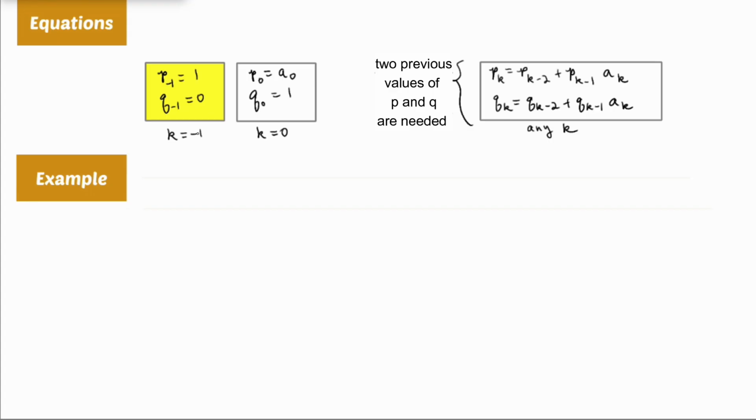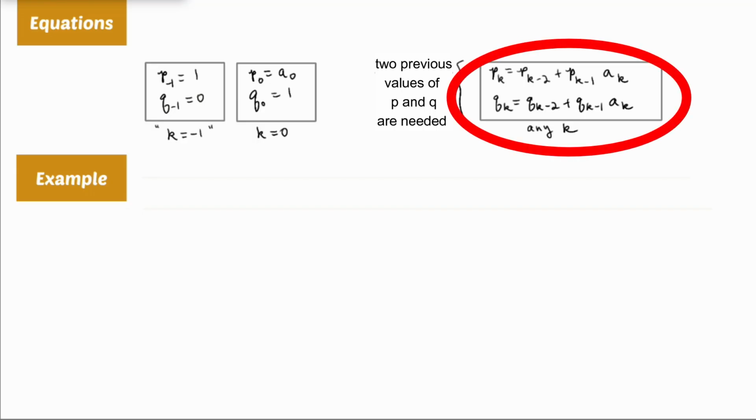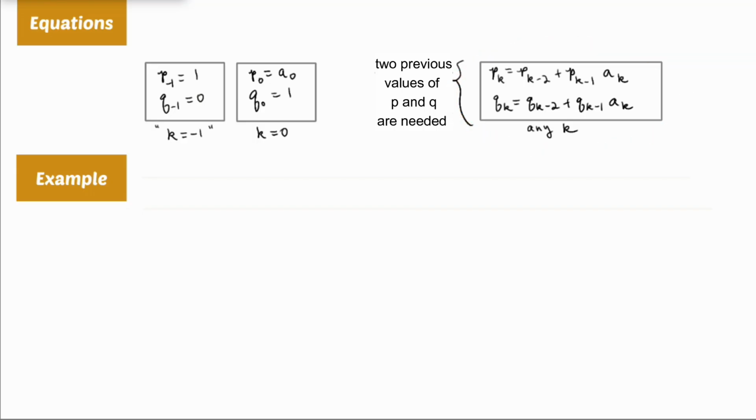Simple continued fractions don't really have a subscript k equals minus 1, so we'll put quotes around it. Don't worry about this, it's just a way to get the calculation started. Now we have an equation for k equals minus 1 and another for k equals 0. These two can be used to find the previous values that we need to get started with the equation that works for any k, starting with k equals 1.